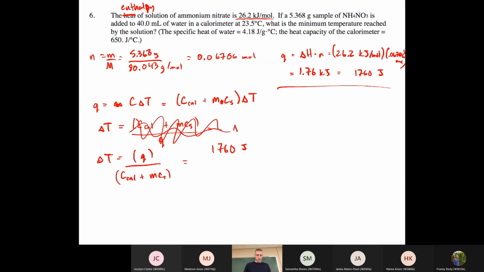Now, the Q for the calorimeter is going to be opposite the Q of the system, because everything the system absorbs is lost by the calorimeter itself. So we put a negative there because this is like the Q of the calorimeter. This was the Q of the system.